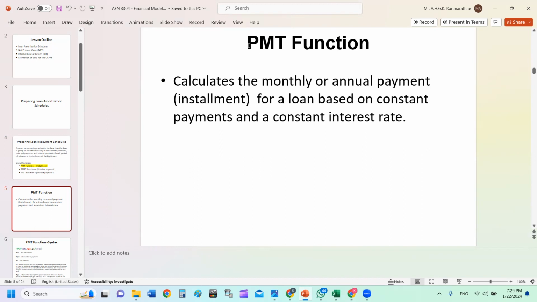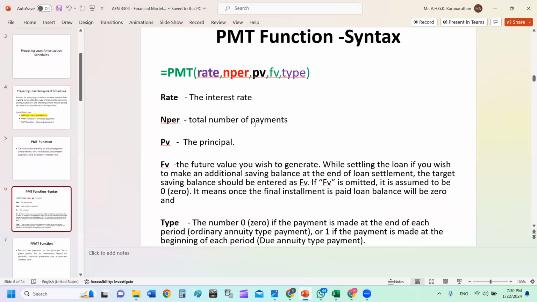So you can easily compute PMT for annual installment or monthly installment using the PMT function. So this is the syntax of the function. PMT function එක Excel වල syntax එක Excel වල type කරද්දී මේ කියන variables input කරන්න ඕන.